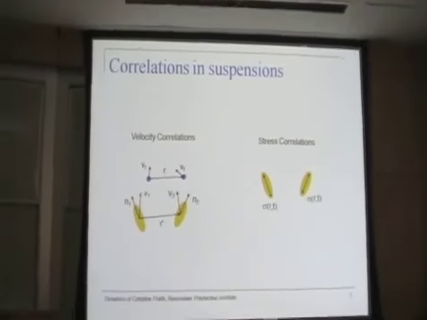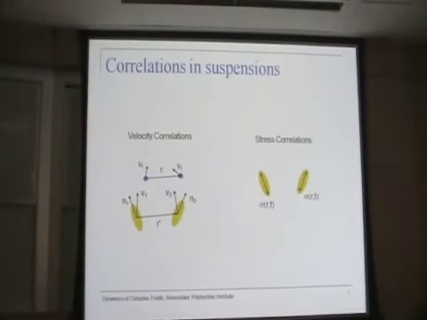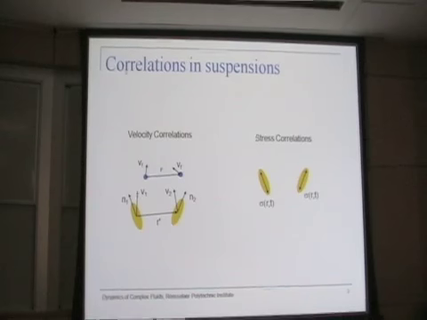And so what I'll be talking about is correlations in these suspensions of swimming bacteria. The two types of correlations I'll talk about are velocity correlations and stress correlations. Hopefully I'll get to the end and say a couple slides about the stress correlations.